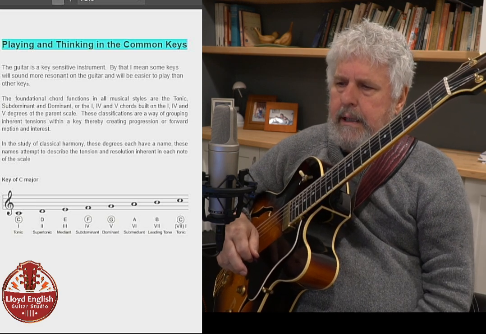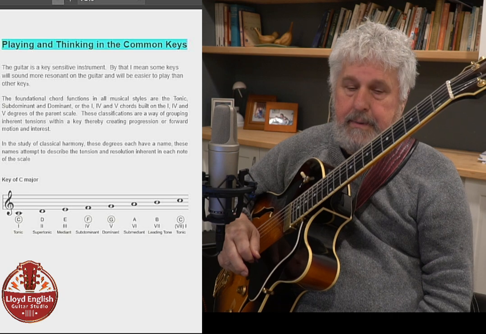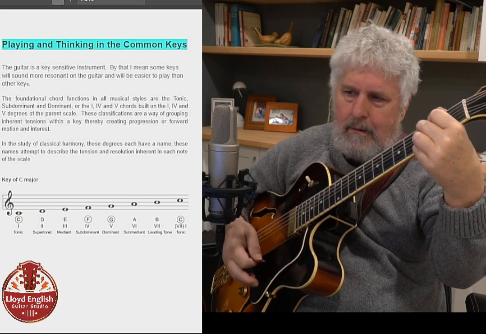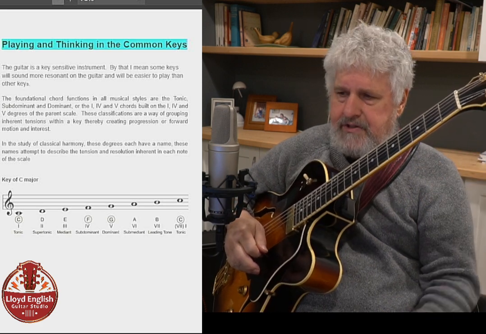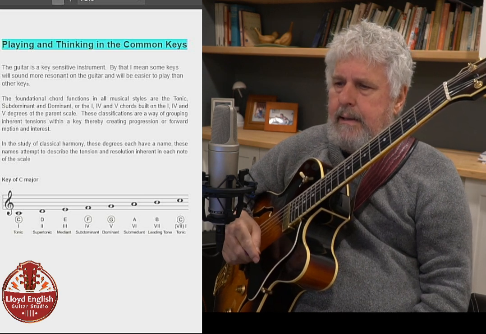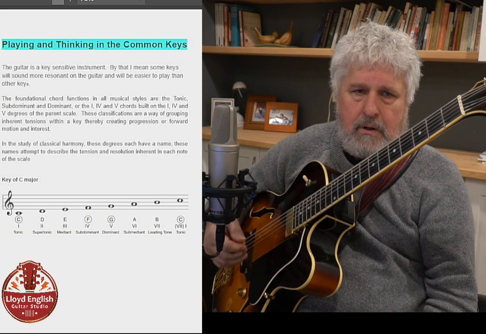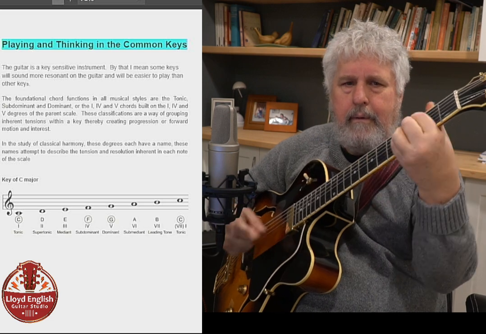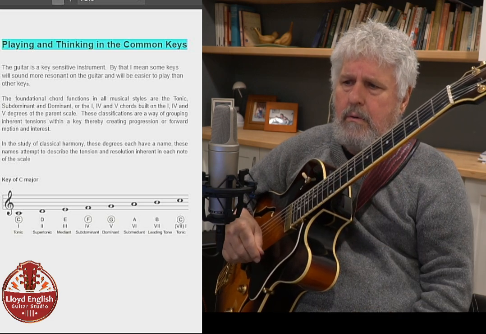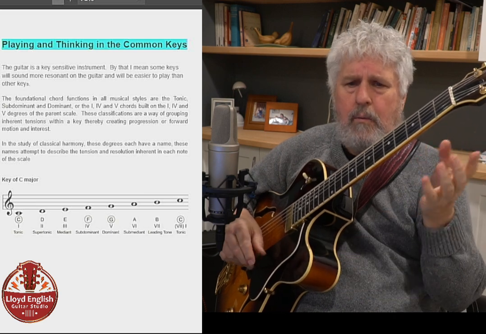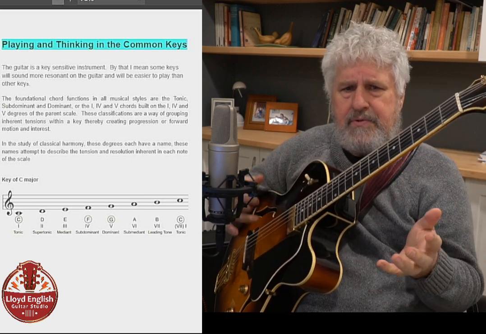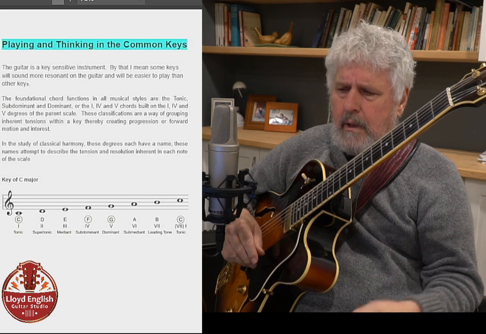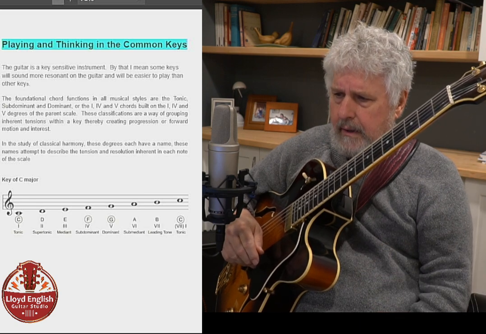Okay, so I'm going to do a little bit of reading here. The guitar is a key-sensitive instrument. That means it's happier in certain keys, right? That's why everybody plays those sounds in that position. And some keys will sound more resonant on the guitar than others, and so on. Not to say that those chords aren't important. They are important, but in this style, what we're really talking about is that common rhythm style, right? That we play in open position when we're accompanying in a number of different styles.